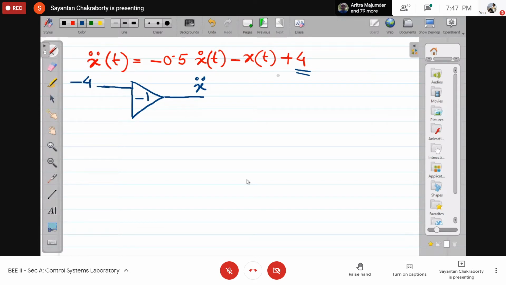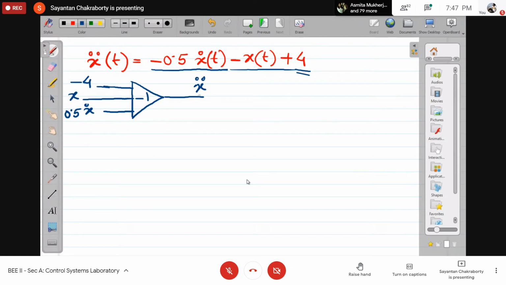To get this minus xt, we should apply a signal x over here. To get this minus 0.5 x dot t, we should apply a signal 0.5 x dot here. So at the end of the day, your x double dot will follow this expression. Still, I do not know how to obtain this x and 0.5 x dot. But I know if I obtain these values, I can get x double dot.